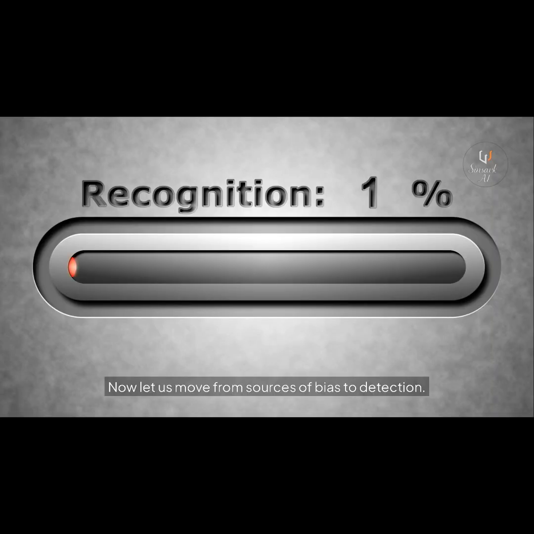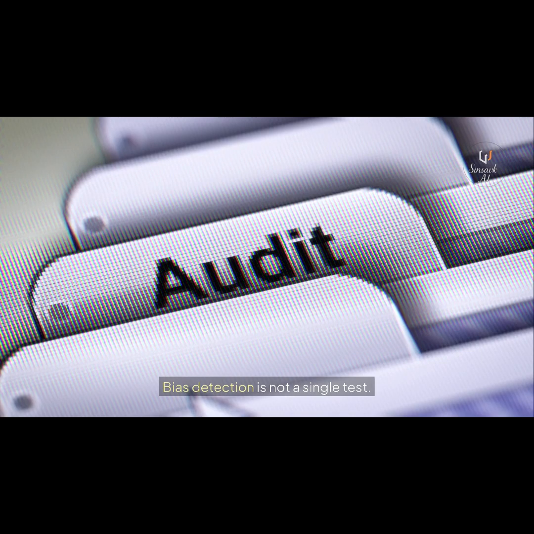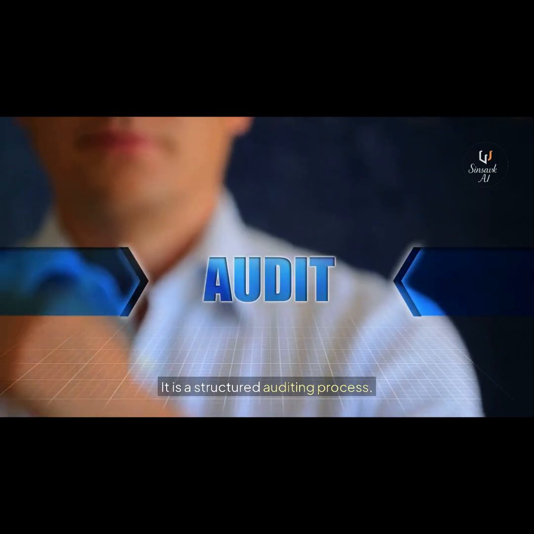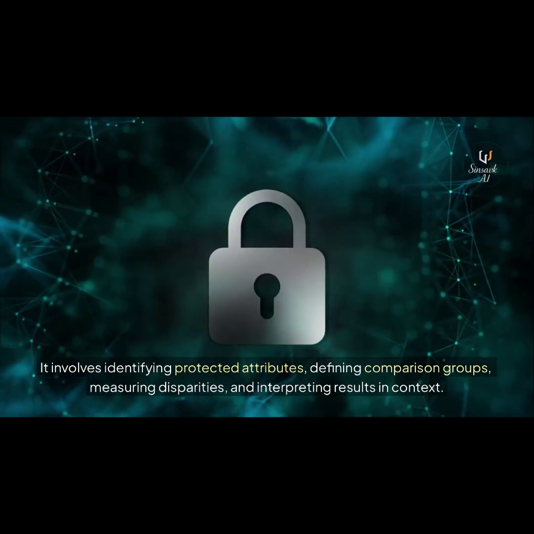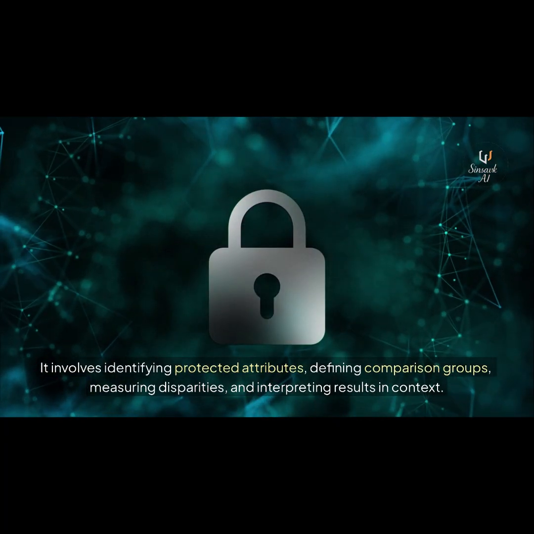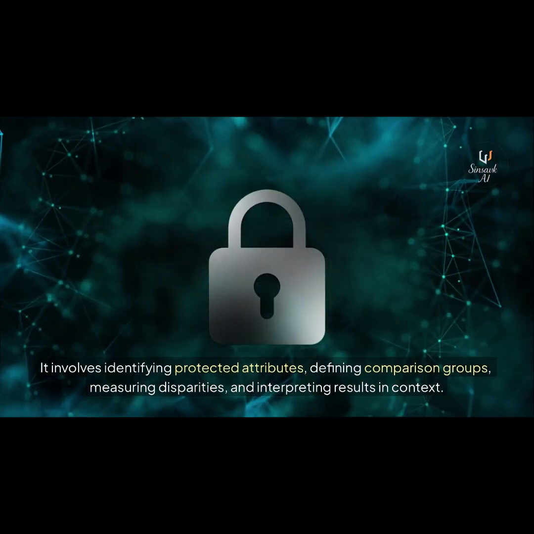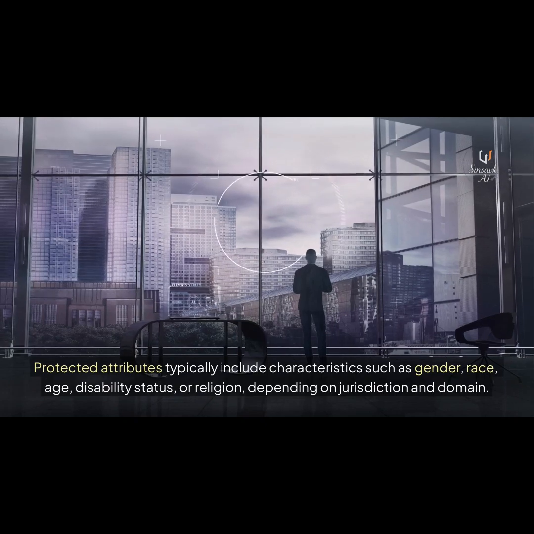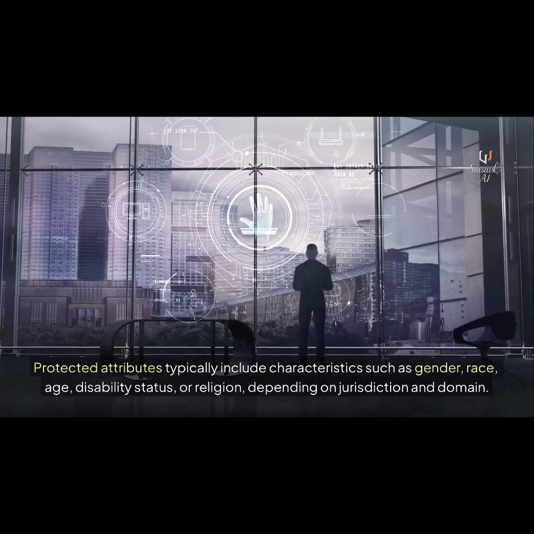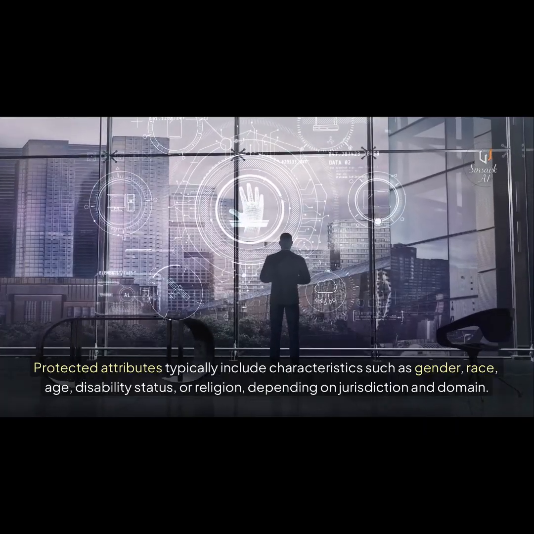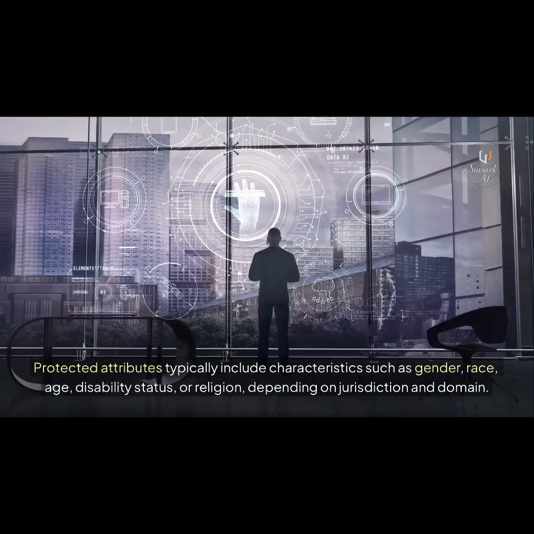Now let us move from sources of bias to detection. Bias detection is not a single test. It is a structured auditing process. It involves identifying protected attributes, defining comparison groups, measuring disparities, and interpreting results in context. Protected attributes typically include characteristics such as gender, race, age, disability status, or religion, depending on jurisdiction and domain.